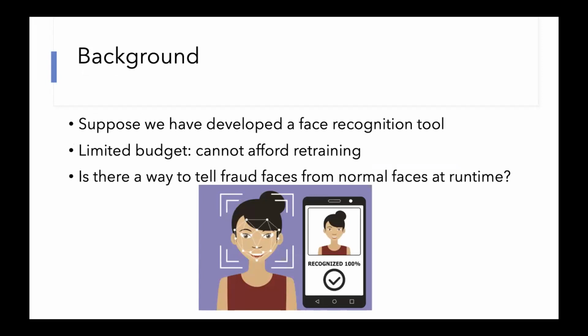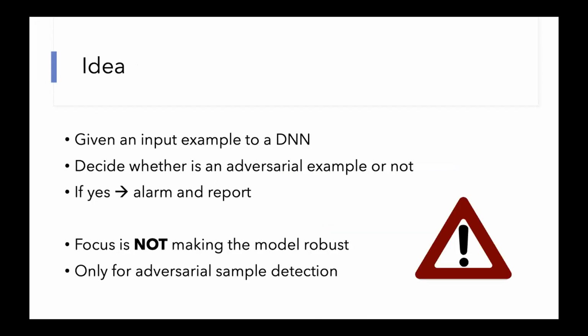Suppose we have developed a face recognition tool, but we have a limited budget and we cannot afford retraining. We want to ask the question: is there a way to tell fraud faces from normal faces at runtime? The idea is that given an input example, we decide whether it's an adversarial example or a clean example. If yes, then we alarm and report. So the focus is not to build a robust model, it's only for adversarial sample detection.